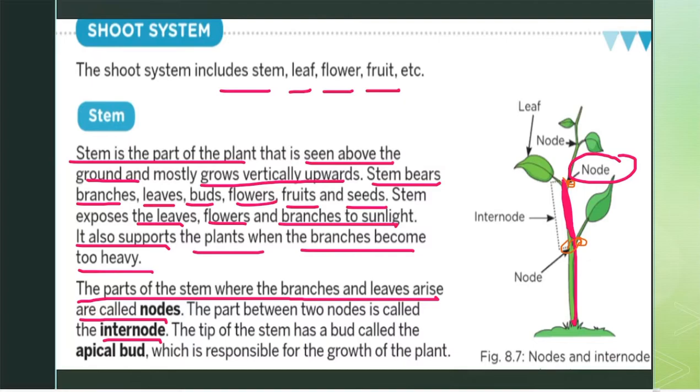And now moving on to apical bud. The tip of the stem has a bud called the apical bud. Now what is the function of the apical bud? It is responsible for the growth of the plant. You can see here the tip of the stem, it contains the apical bud which is responsible for the growth of the whole plant.